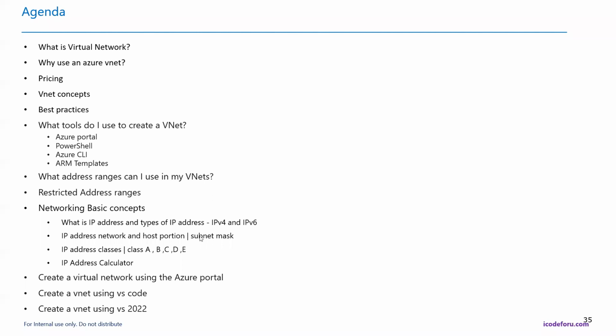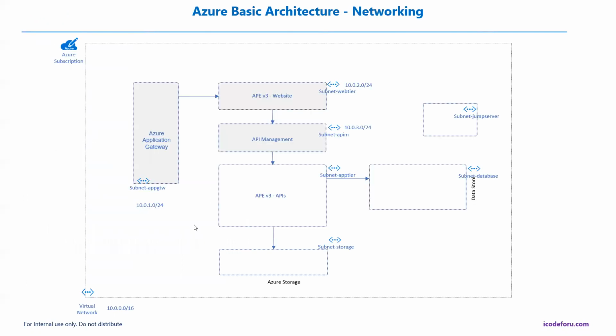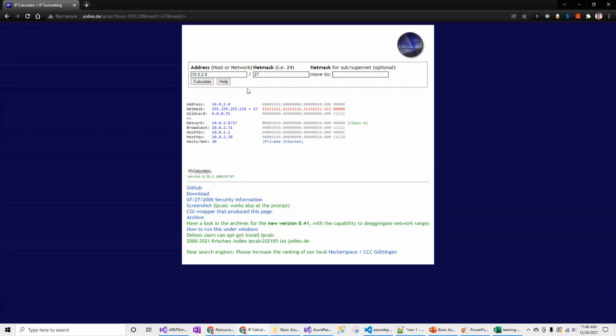Okay, now you understand the basic concepts of networking. The next part is how do I calculate the address spaces? I'm using a calculator for calculating the address spaces. As per this architecture, I'm planning to use the 10 series. If I start with the 10 series, how many address spaces will I get if I say 10.0.0.0/16? So let's bring up the calculator. This is the calculator I'm using in order to calculate the address spaces.